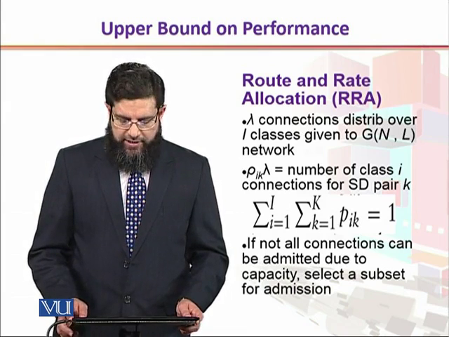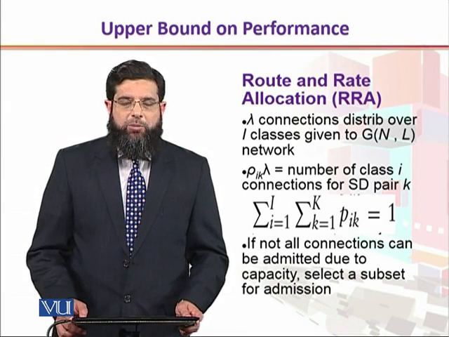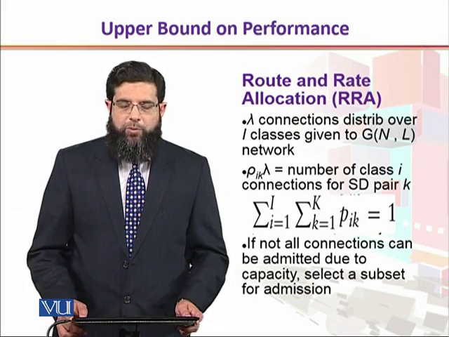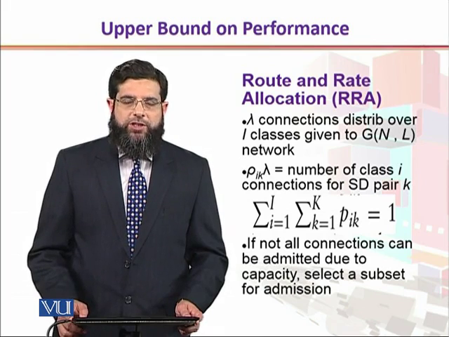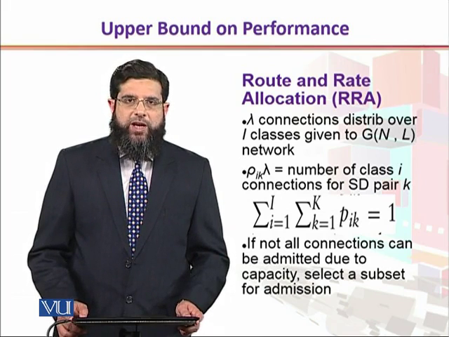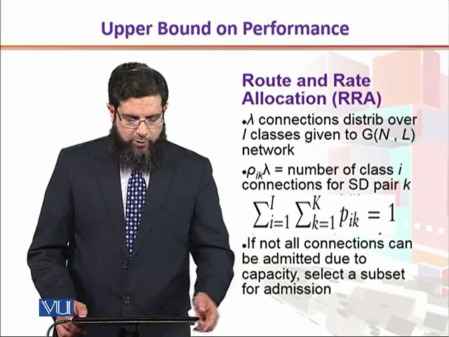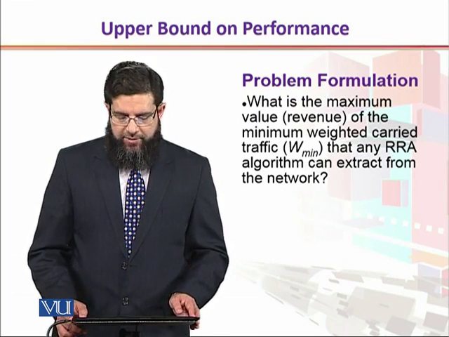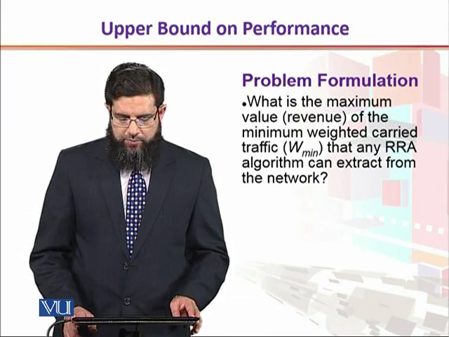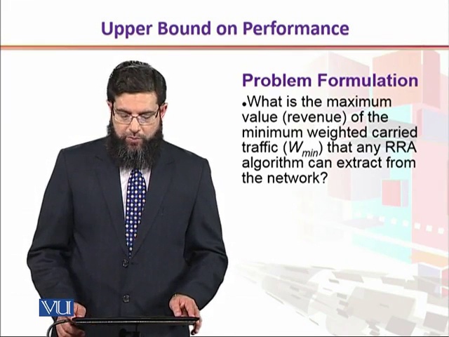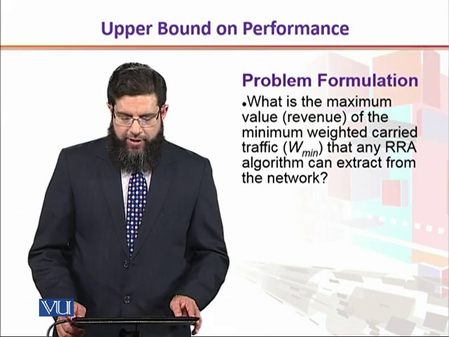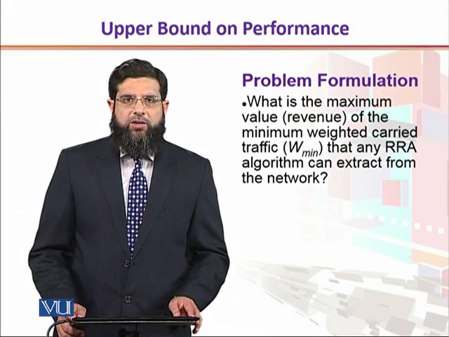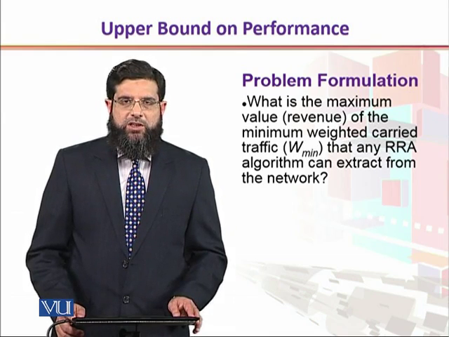If not all the connections can be admitted because the network has a capacity limitation, then we must find a subset of source destination pairs which together are maximizing the utility. Formally, we say, what is the maximum value or the revenue of the minimum weighted carrying traffic, that is, of all the flows which are flowing in the network?